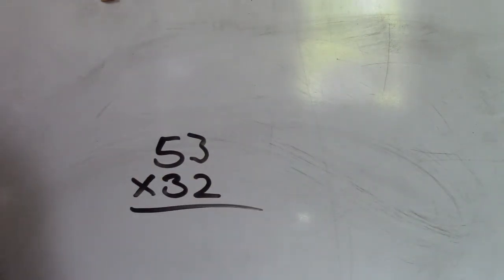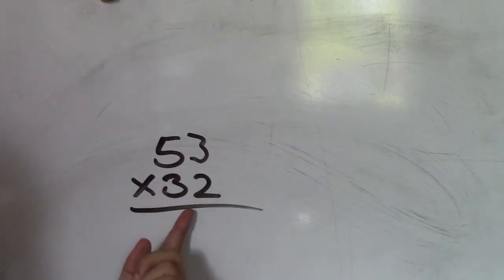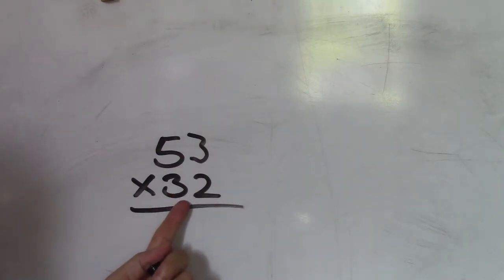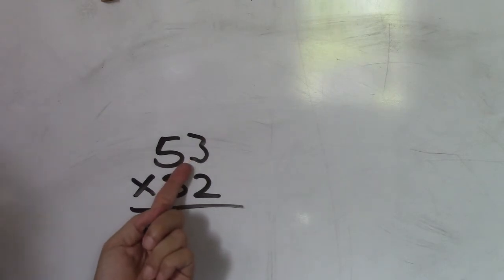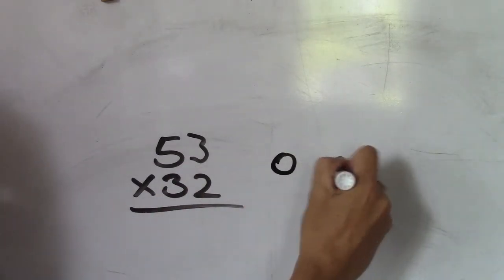I have 32 bus loads, 53 kids in each bus. When I had 32 bus loads come, how many kids? So, you had 50 bus loads. I had 32 bus loads. 32 bus loads. And I had 53 kids in each bus. Okay, and how many kids were there?